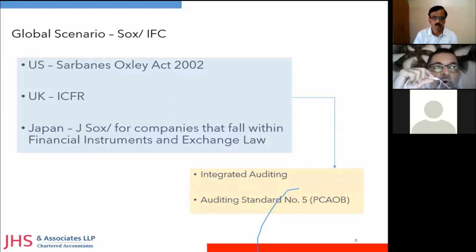What all countries have done, including India, is with the advent of internal financial controls and the fact that statutory audit has to be done together, there is a growing consensus that it should be a combined audit, which is popularly known as an integrated audit. So when a statutory auditor does a statutory audit at the year end, he also looks at internal financial controls, their adequacy and the control effectiveness in a combined manner. So he does not go to the auditee 2 times in the year, but does an integrated audit.